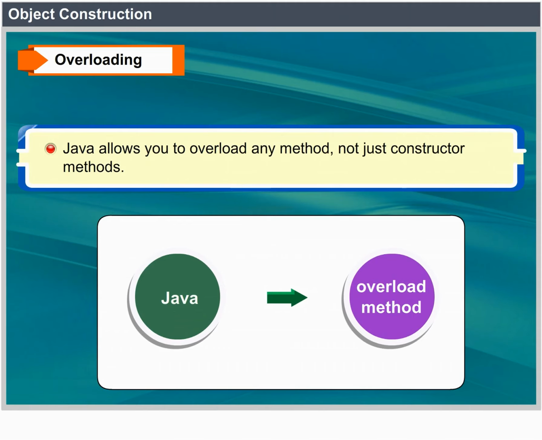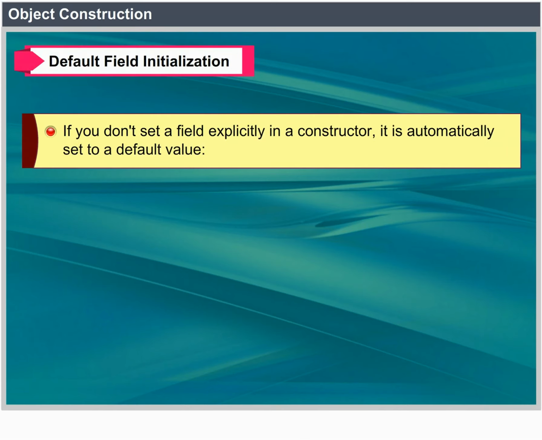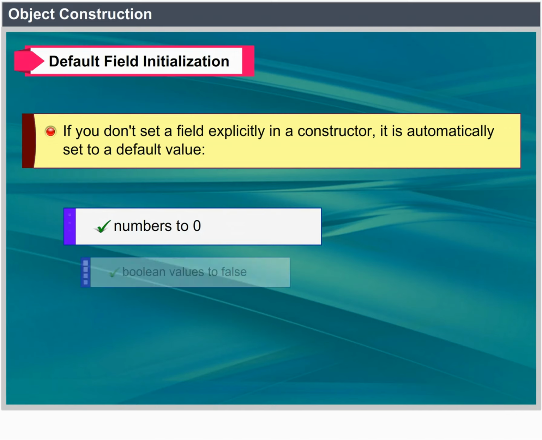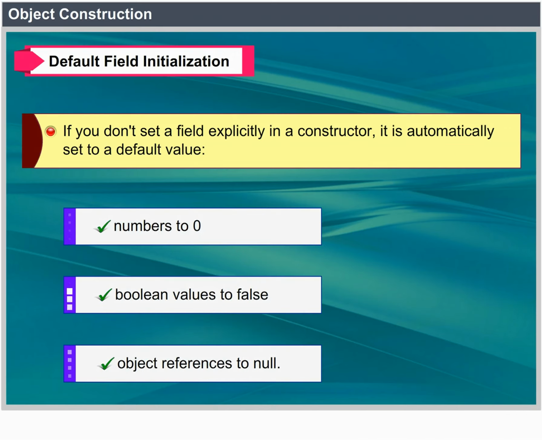Java allows you to overload any method, not just constructor methods. Default field initialization. If you don't set a field explicitly in a constructor, it is automatically set to a default value. Numbers to 0, boolean values to false, object references to null.